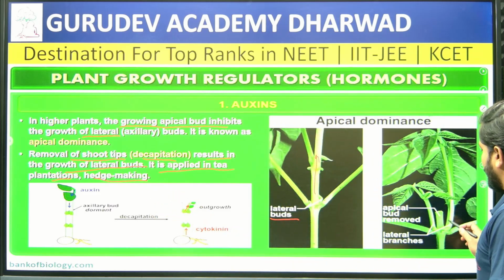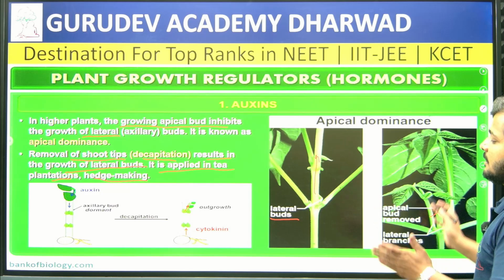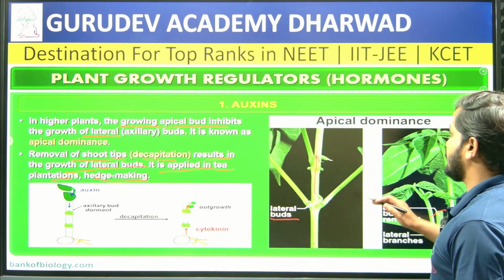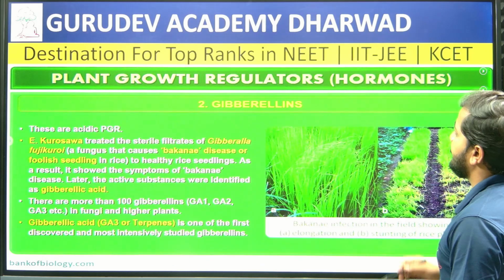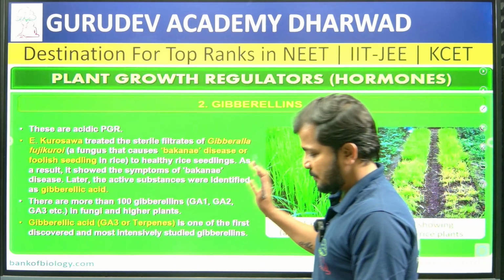Majorly what they will do, they will remove the apical bud or apical tip of this, and then the lateral bud is going to grow up. So that is what you are going to find out. So like this we can overcome something called apical dominance. Then there is one more, that is the gibberellin, right?